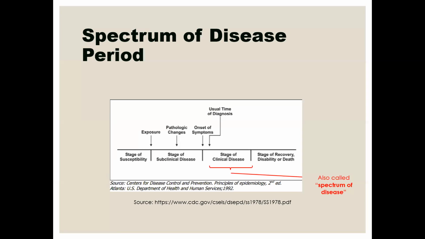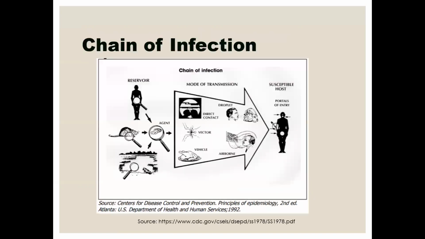So we want to understand, when are people susceptible? Who is susceptible? What is the exposure? When do they have subclinical disease and have some changes? When do they get symptoms? Usually then, after symptoms, get diagnosis. What is the disease like when they have it, the expression of disease? And then what is that post-disease stage? Hopefully recovery, lesser, we hope, disability, and of course we don't hope death, but we need to understand how the spectrum of disease, or how the disease manifests within individuals within the population.